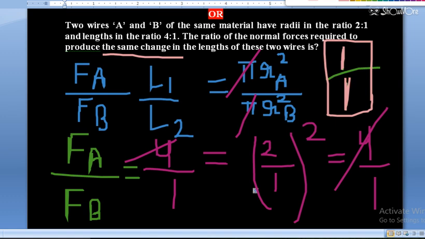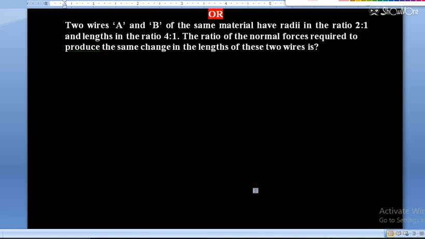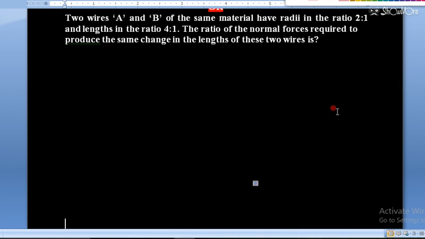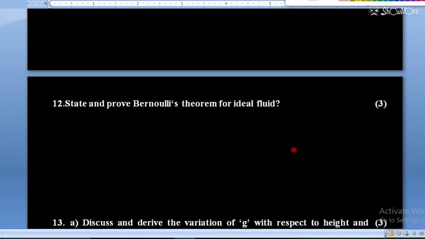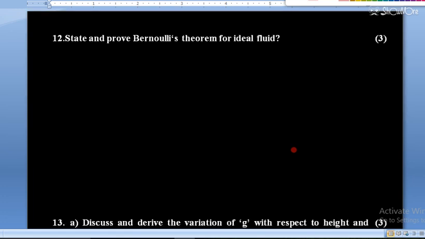Okay, let's move to the next question. You can note it down. Next is state and prove Bernoulli's theorem. So it is Bernoulli's theorem. You have to prove pressure head is equal to velocity head plus potential head. So this derivation you have to do, and this question was asked from bulk properties of matter. So from the fluid unit this question is asked.